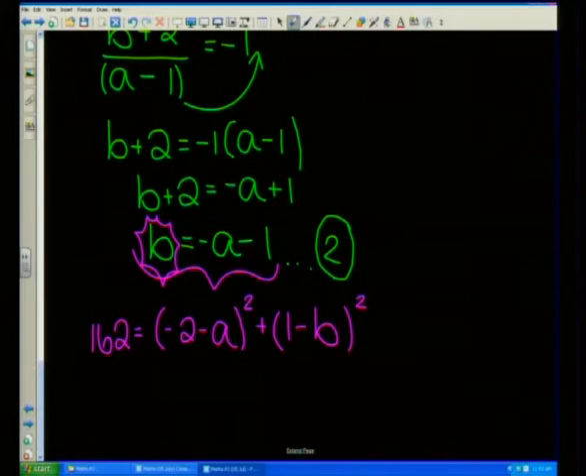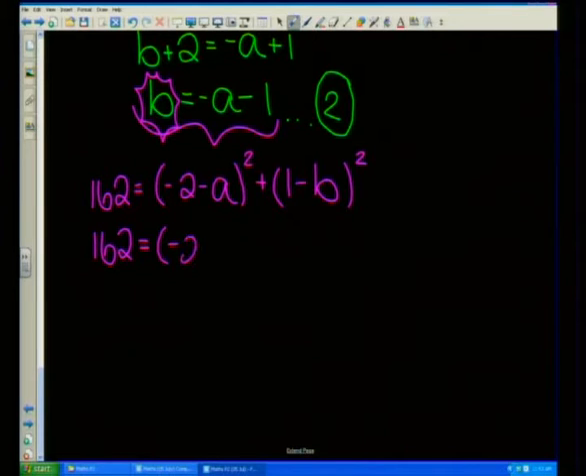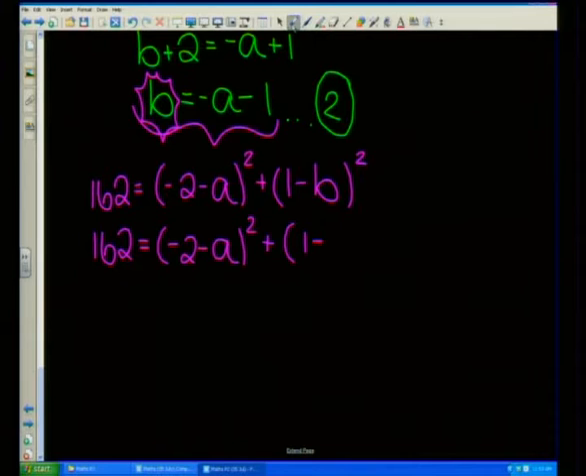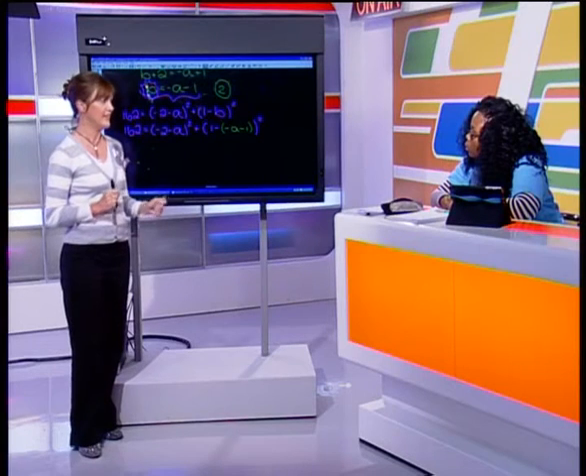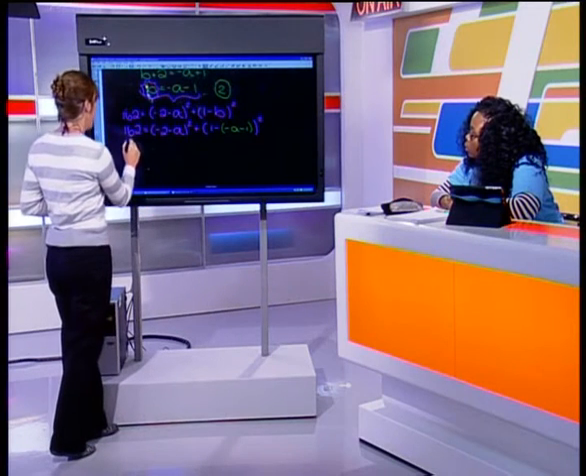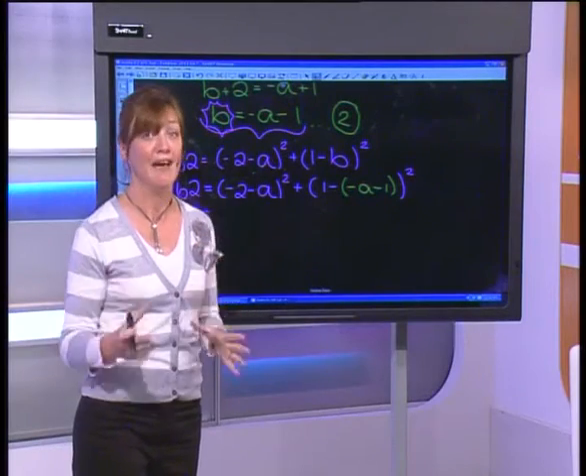We are going to write this equation out again. So I've got negative 2 minus a squared plus 1 minus, but instead of b, I'm going to replace it with negative a minus 1, and it's being squared. Can you all clearly see where that substitution took place? Now it's a case of a whole lot of working out. FOIL this bracket. Please do not just go squared, squared. Remember, when you have a binomial that is being squared, you have to FOIL it out.